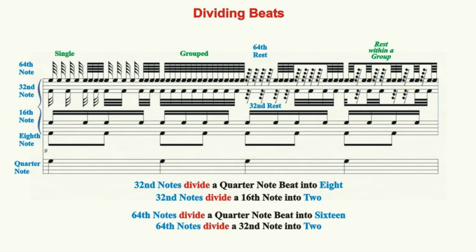A completely solo 32nd or 64th note will appear as a quarter note that has a triple flag for the 32nd note and a quadruple flag for the 64th note. 32nd and 64th rests follow the pattern that we have previously described.